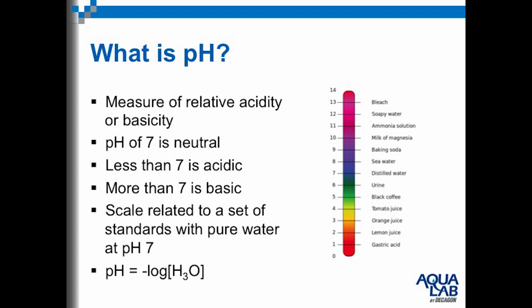And so this scale is really based upon a set of standards of different levels in comparison to distilled water being at a pH of 7. And ultimately, the way that you calculate the pH value is it's the log value of the formation of H3O molecules because of the dissociation of hydrogen from acidic materials or hydroxide from basic materials.